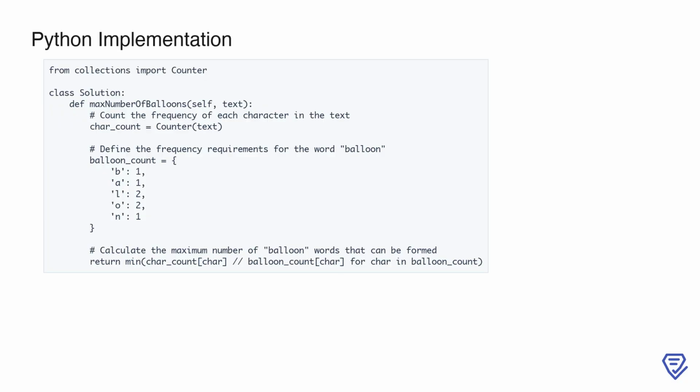This approach is efficient, with a time complexity of O(n), where n is the length of the input string, as we traverse the string once to count character frequencies and perform a constant amount of work for each character in balloon. The space complexity is O(1), since the frequency dictionary for balloon is fixed in size. This makes the solution both optimal and elegant for the problem.